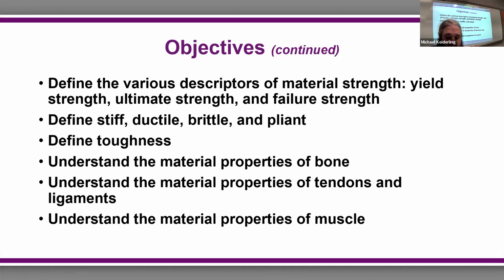The 3 major types of material in the body are muscle, connective tissue, and bone.